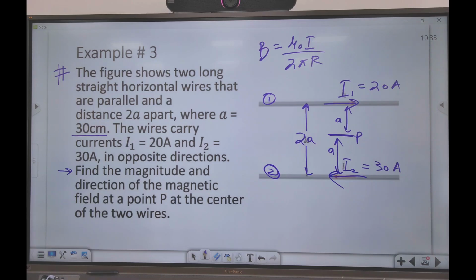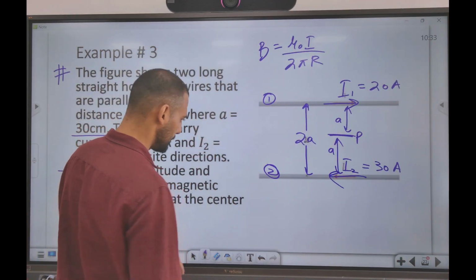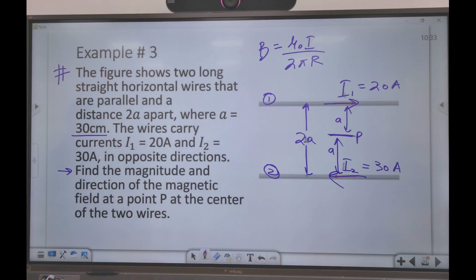I don't know. You have to check. First of all, find the individual values, then check the direction. Yeah, R will be exactly. A is 30 centimeters. Very important.